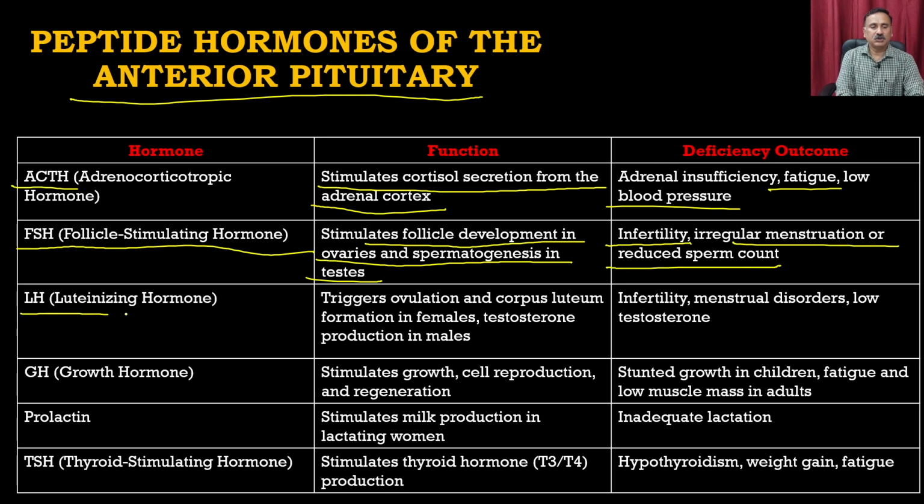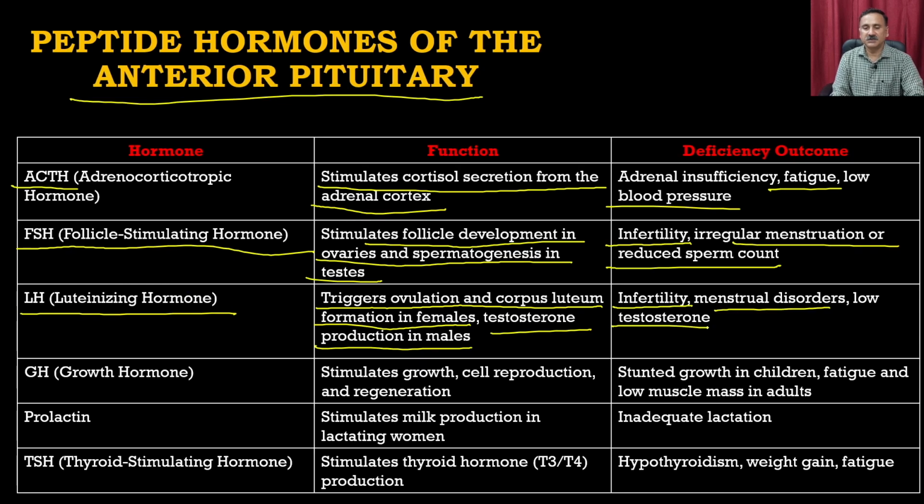Then we have the LH, or the luteinizing hormone. This LH is going to trigger ovulation and corpus luteum formation in females and testosterone production in males. And if there is a reduction in LH production, then it is going to cause infertility, menstrual disorders, and low testosterone.